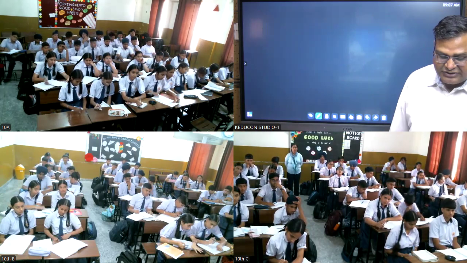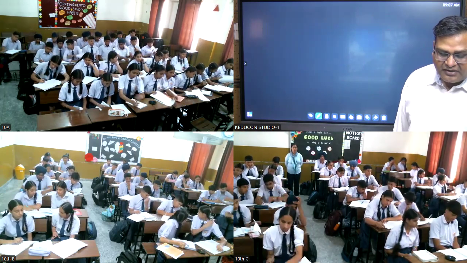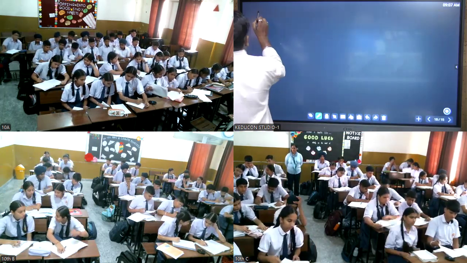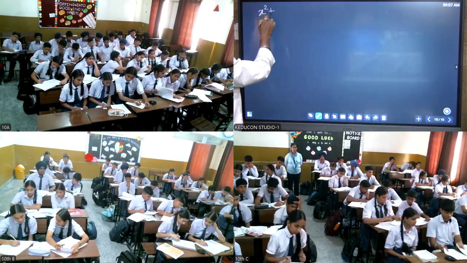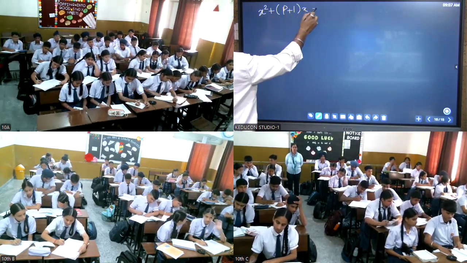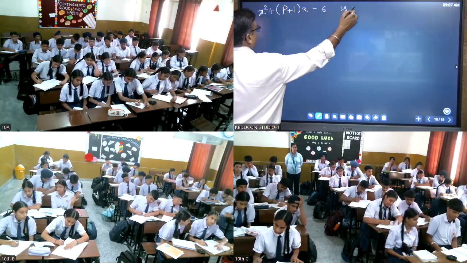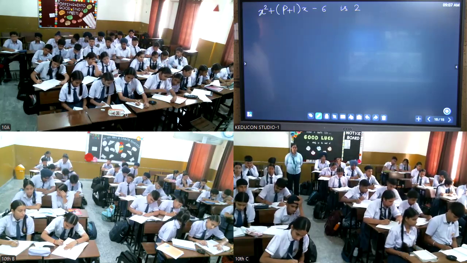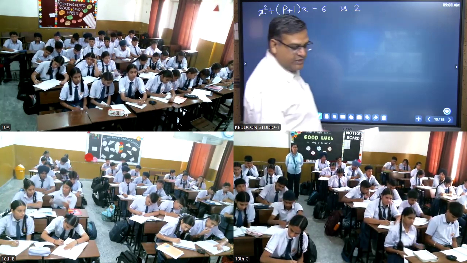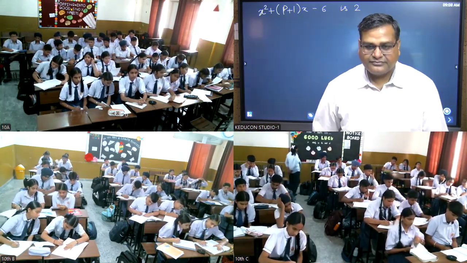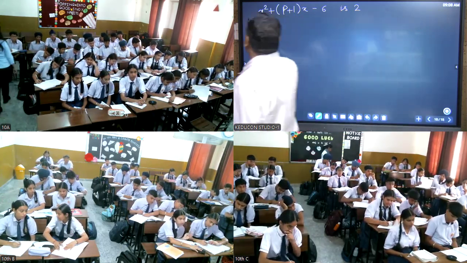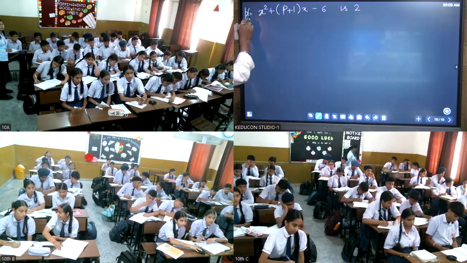Question number 17, students. If one zero of the quadratic polynomial x square plus (p plus 1)x minus 6 is 2, then what is the value of p? Will this question be done, students? Yes. Very simple. When we are saying it is a zero, can we write this as p(x)?